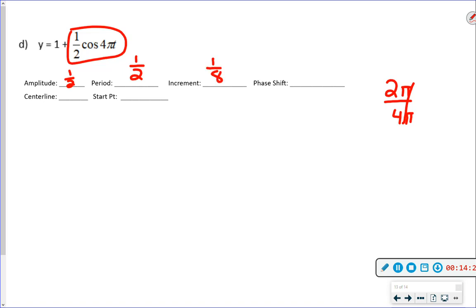Phase shift. None. Are we adding or subtracting anything specifically to t? Sure, okay. You can just cross it off, write none, I don't care. Center line. Y equals 1. We've got the up 1, the vertical shift. And we'll get to our starting point. So I'm looking, no phase shift, no left or right, so I'm thinking kind of in the middle. I've got a center line at 1, but that doesn't freak me out because our height's only a half. It's going to be pretty tight. So I'm just going to center it up here.